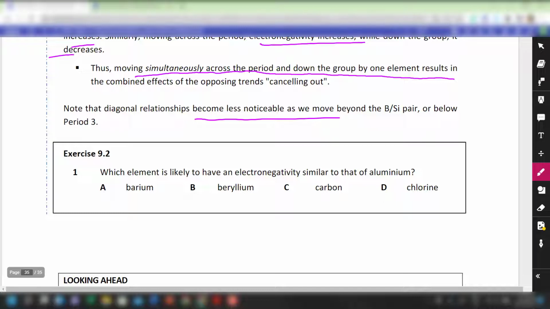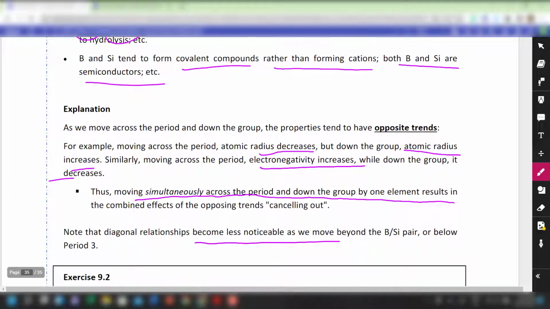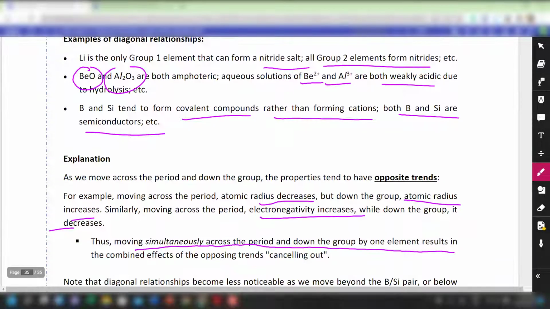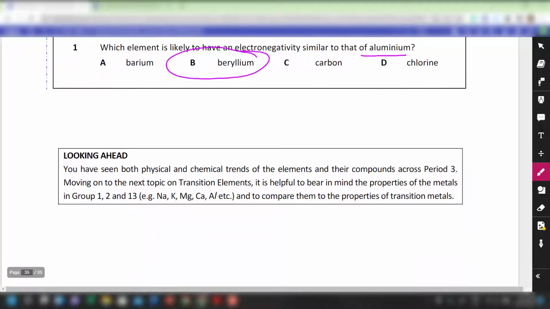Finally, exercise 9.2: which element is likely to have an electronegativity similar to that of aluminium? We can easily answer this question by looking at diagonal relationships. So I'm only looking at beryllium as the answer, because earlier on we have already discussed the bulk of the ideas surrounding diagonal relationships. With that, we have come to the end of topic 21 on chemical periodicity.